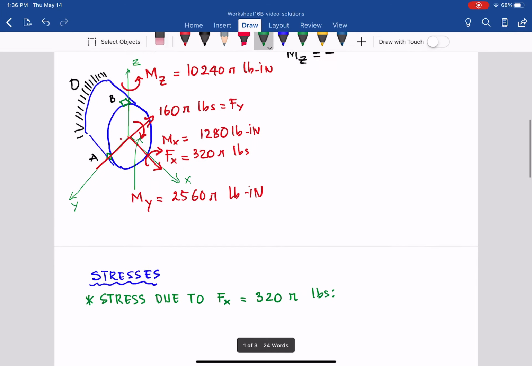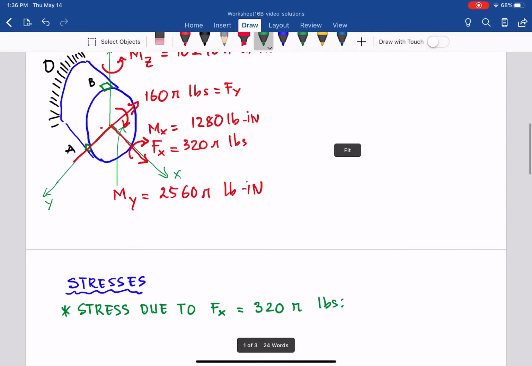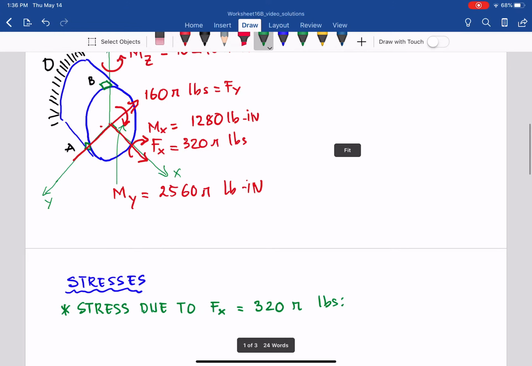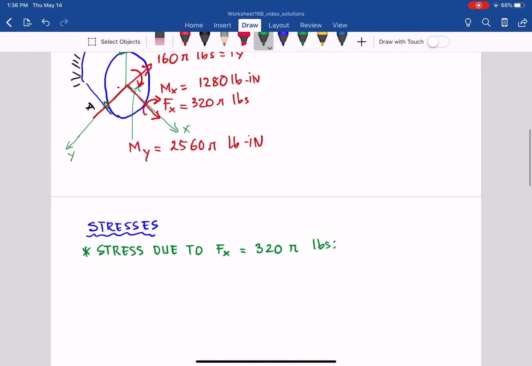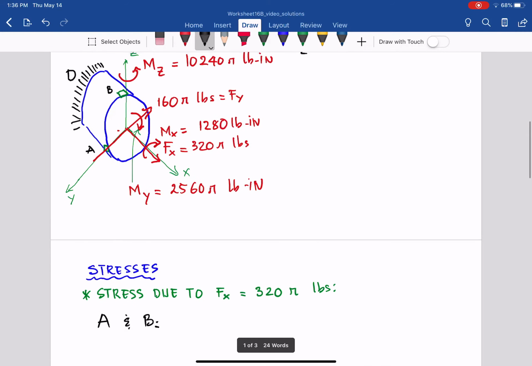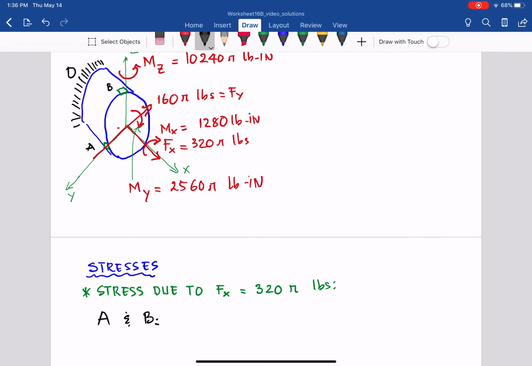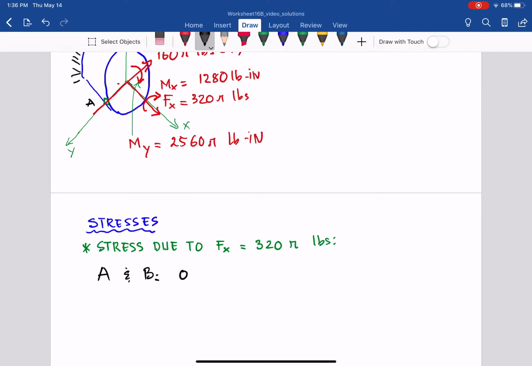As you can see on ABD, Fx is the internal normal force going out of the cut, so it creates normal stress in tension at both point A and B. The Fx goes along X, so the normal stress is sigma x, equal to P over A, so Fx over area.